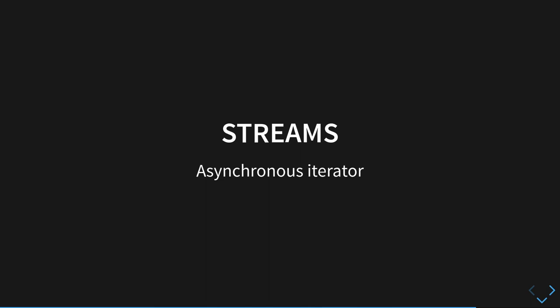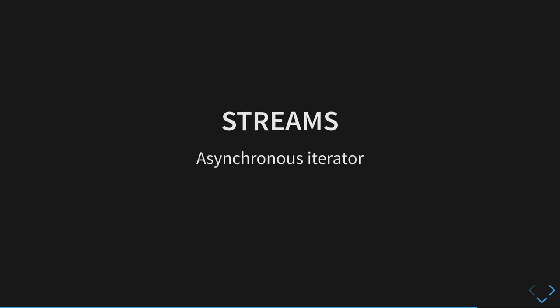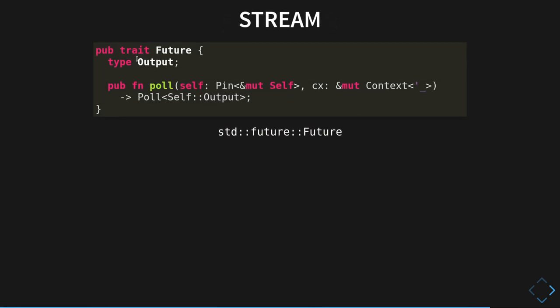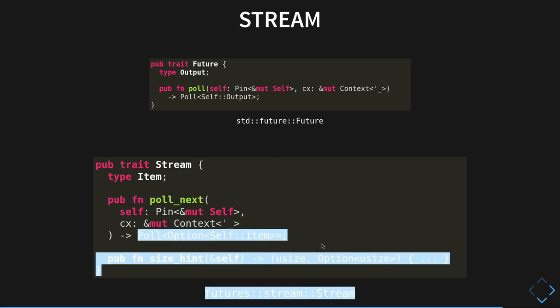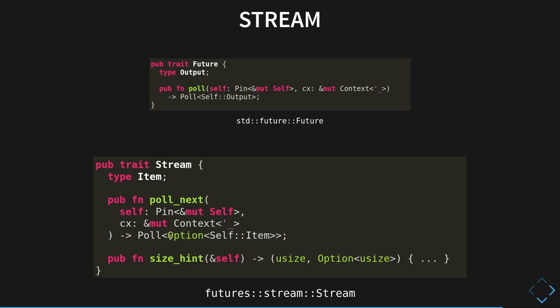What you can do there is use streams. Streams are asynchronous iterators, essentially. So what this looks like, if you remember, the future was this trait with a poll method, and a stream is quite similar. A stream has an associated type called Item, like iterators, and instead of a poll method, it has a poll_next method. It also takes self by Pin of mutable self, a mutable borrow of self, and a context. It's the exact same context as in the future up here. But instead of returning a Poll of Item, it returns a Poll of Option of Item. More on that later. And it has a size_hint like the iterator in the standard library.